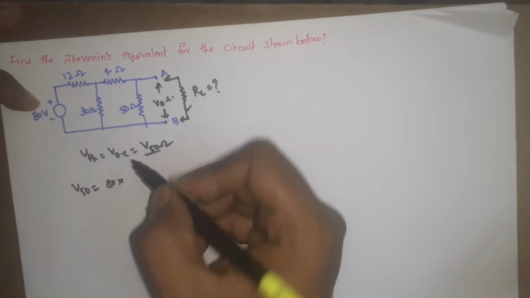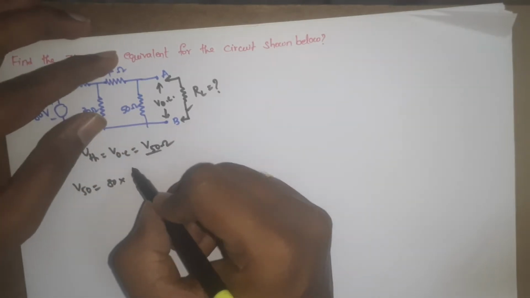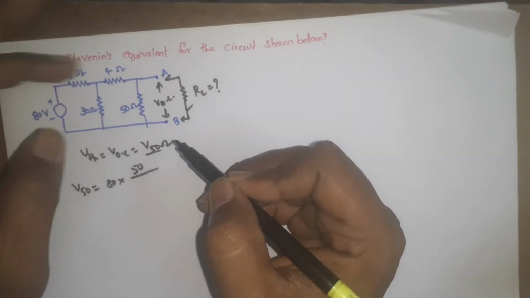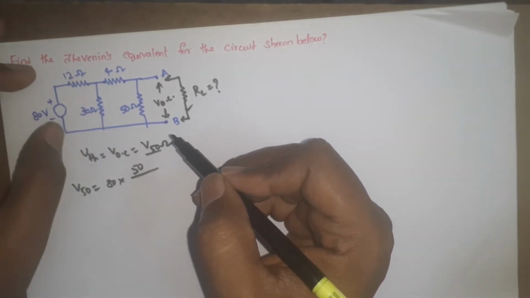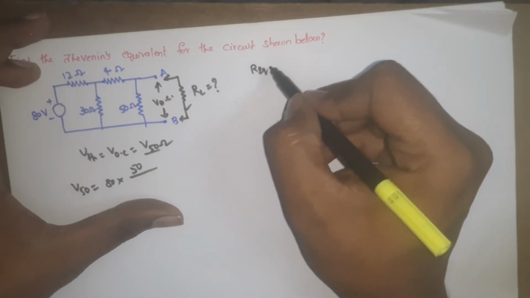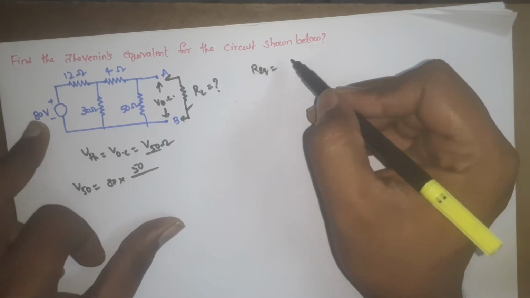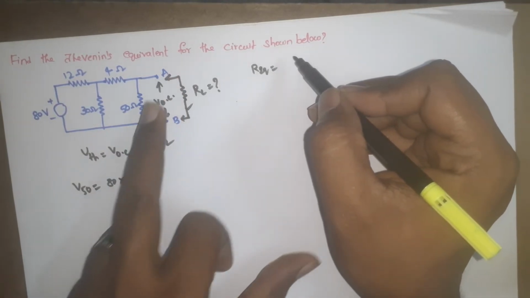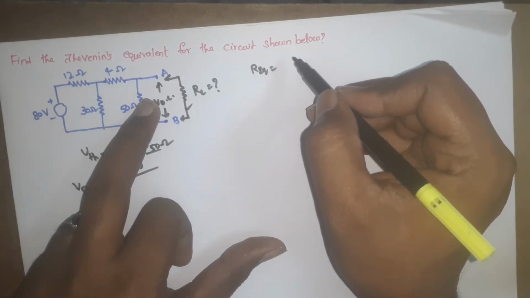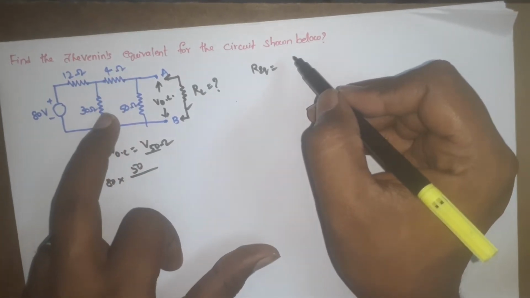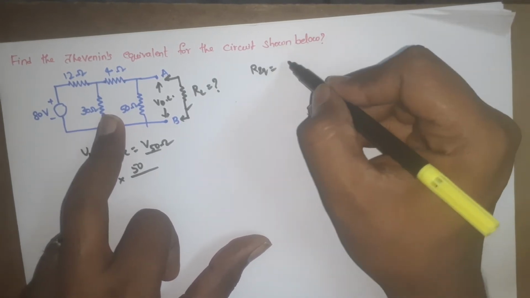V50 is equal to Vs, the voltage source, 80, into 50 divided by the sum of the resistances. The sum of the resistances means we have to find the R equivalent. To find the R equivalent for this case, see, these two resistors are connected in series, and this series resistance is connected in parallel with 30 ohms. See here, 54.